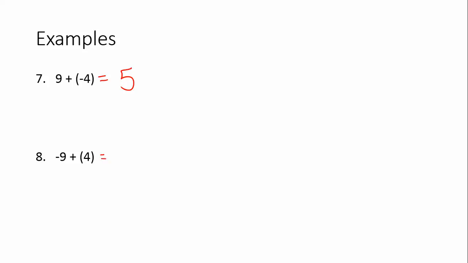Number 8, we have negative 9 plus 4. So now we have positive 4 and a negative 9. Again, we're going to subtract the numbers. 9 minus 4, again, is still 5. But this time, the answer is going to be negative, and that's because the 9 is bigger than the 4, and the 9 is negative. So our answer is negative.